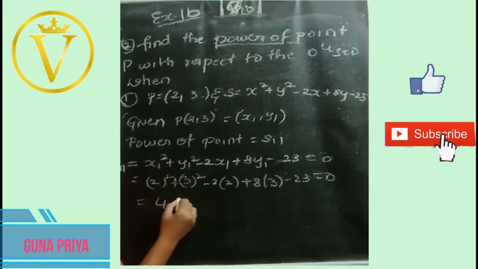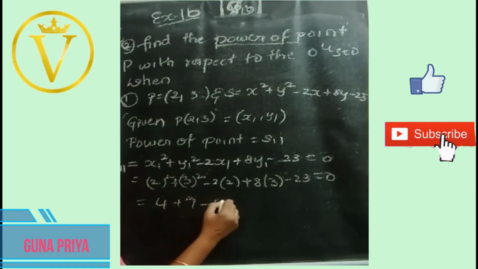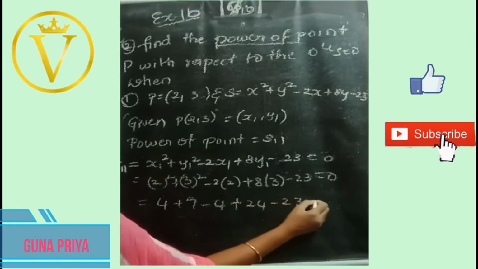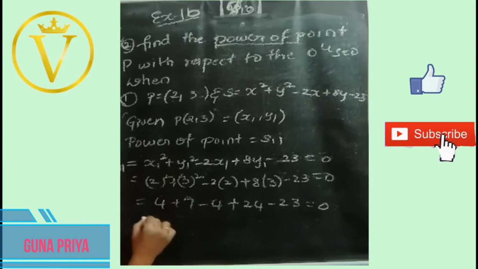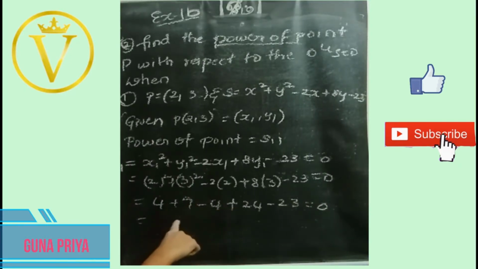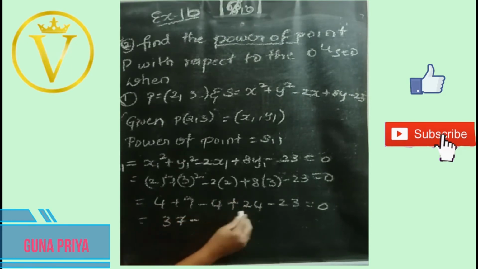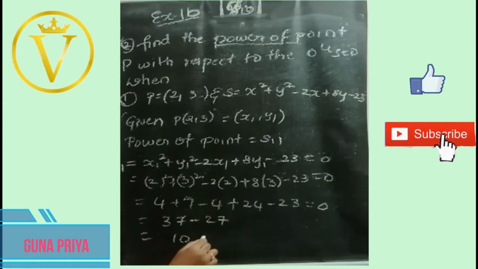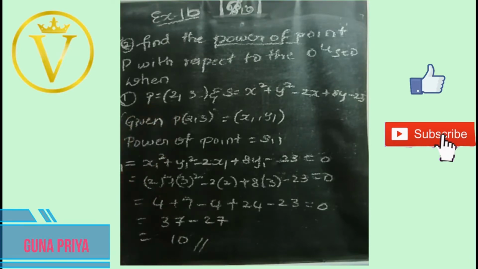So 4 plus 9 minus 4 plus 24 minus 23 equals 0. 4 plus 9 is 13, 13 plus 24 is 37, minus 4 minus 23, that means 37 minus 27. So that is 10. So 10 is the value for the given point 2, 3. Okay, next we will go for the another point.